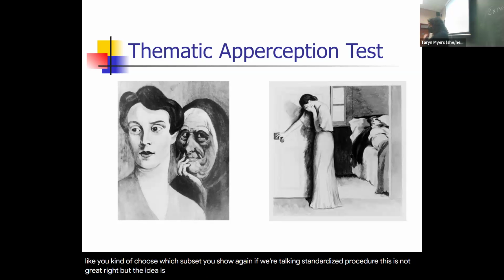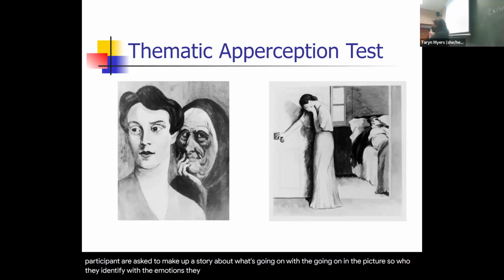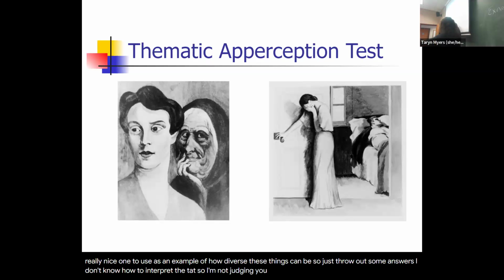But the idea is that for each one you show, the person you're talking to, whether they're a client or a research participant, is asked to make up a story about what's going on in the picture. So who they identify with, the emotions they express, and themes that come up over and over are all part of the interpretation, but there's no standard scoring procedure. So again, it's all interpretation. This one's a really nice example of how diverse these things can be. So just throw out some answers. I don't know how to interpret the TAT, so I'm not judging you. But what do we think could be happening in this picture?